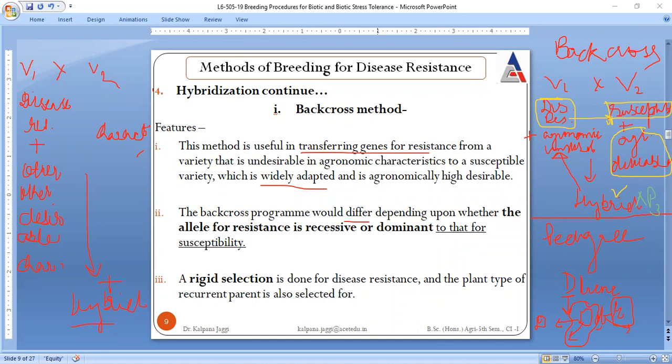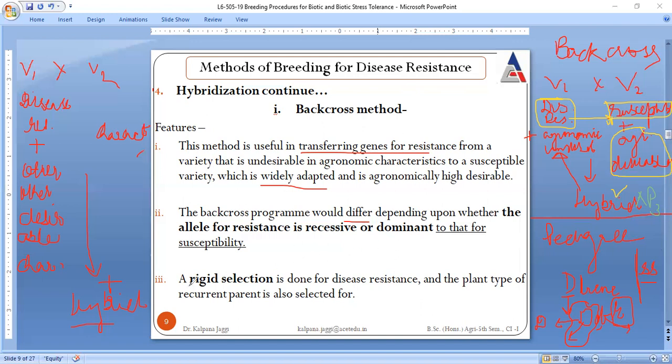Susceptible means it is always going to be the smaller, recessive allele. Now, the gene giving the disease resistance, in relation to this one, we have to compare whether the gene is dominant over it or recessive to it. So the backcross method is going to be either the dominant backcross method or the recessive backcross method, right?